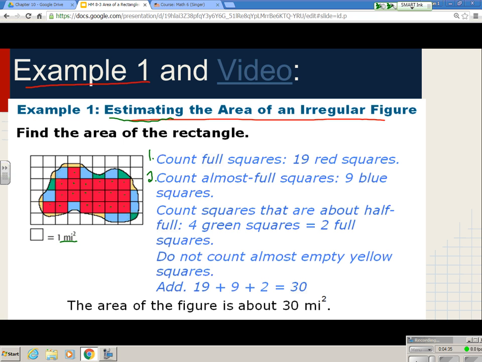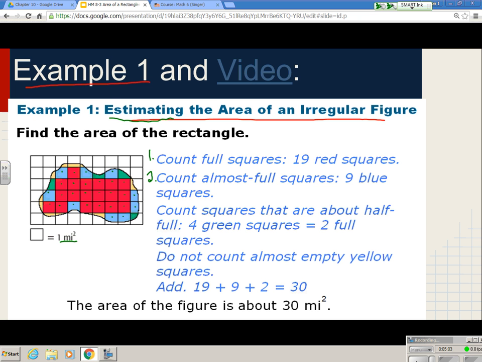So if it's almost full, we can kind of count it like it's a full square. These ones we did in blue so you could see. This one up here is almost full, so that brings us to 20. This one's almost full, that's 21. This is almost full, that's 22. This is almost full, up to 23, 24, 25, 26, 27, and 28. So as we're adding up, we're up to about 28 now.